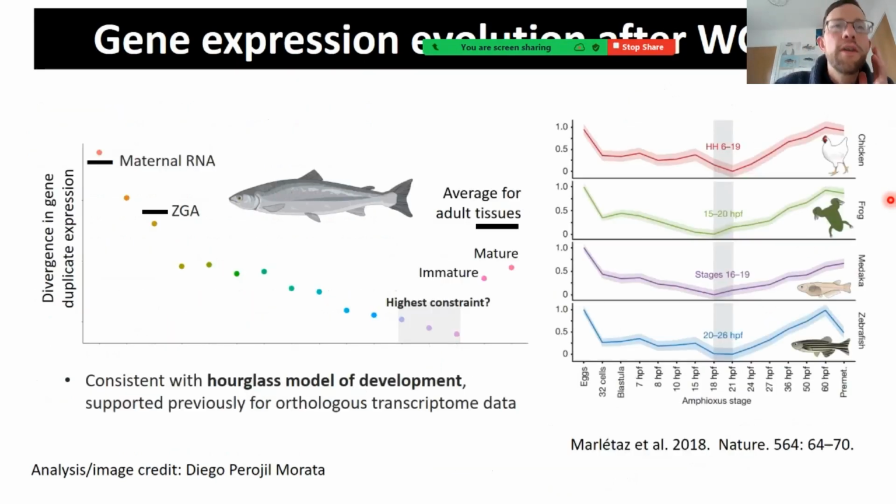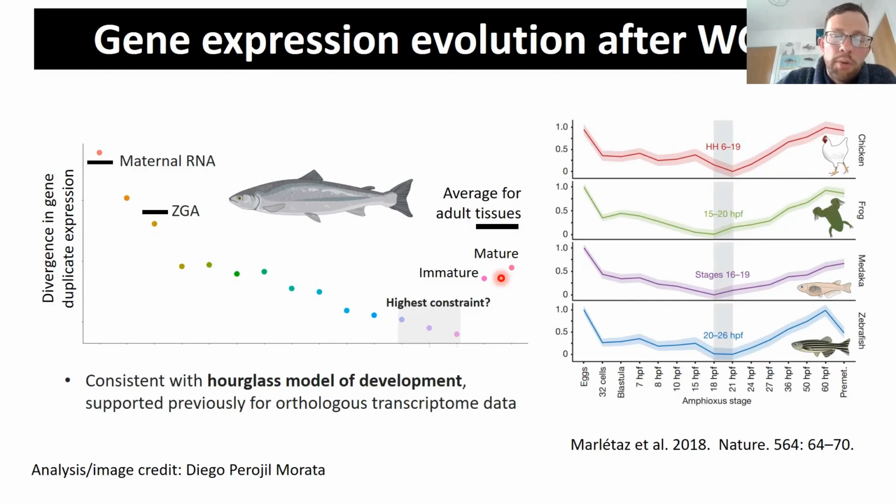So the graph here on the left is the same data, but what Diego has done is more simply averaged the divergence of duplicate genes across all adult tissues for both maturity stages. The results are consistent with the so-called hourglass model of development, which has been long posited, where evolutionary constraint on phenotype is meant to be highest in late embryonic development in terms of the whole life, and the lowest in very early embryonic development and later stages of ontogeny.